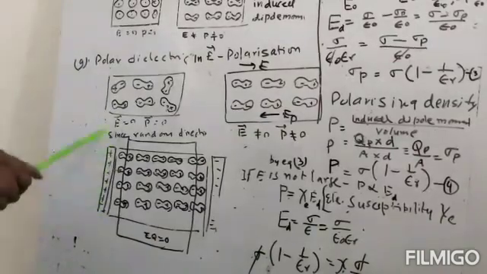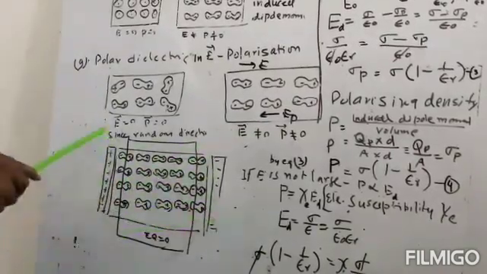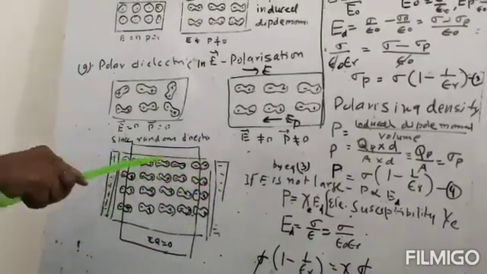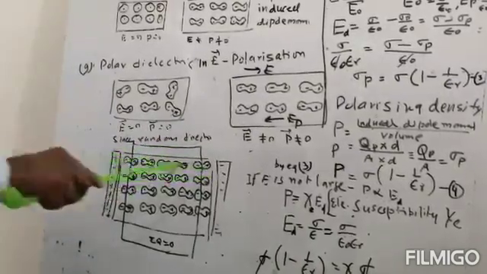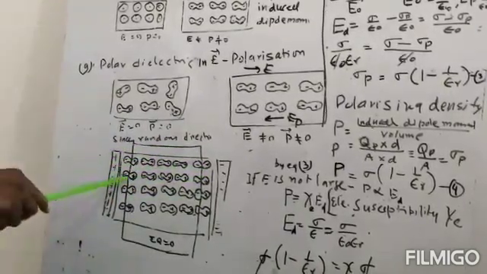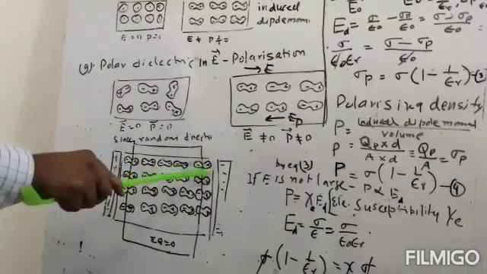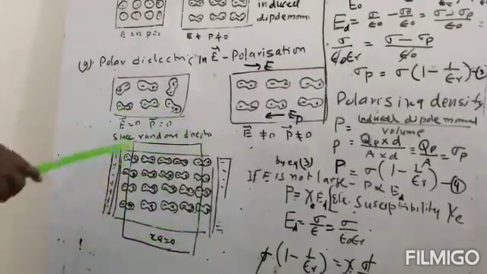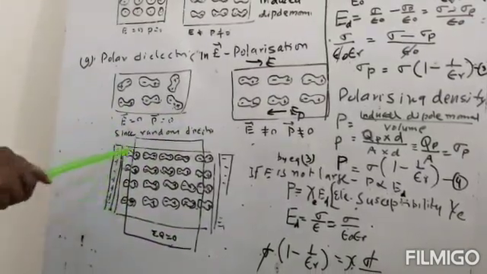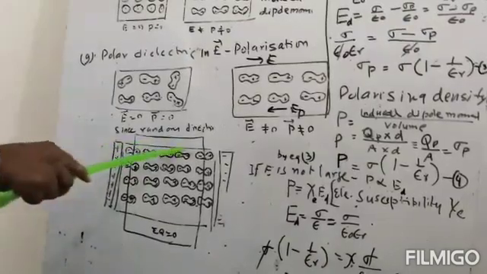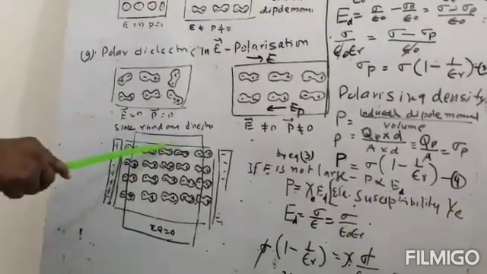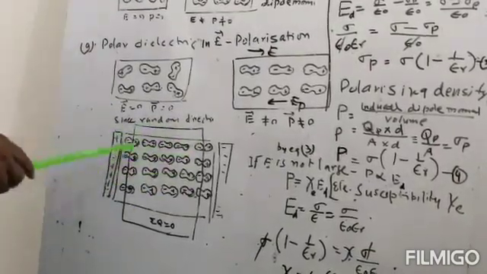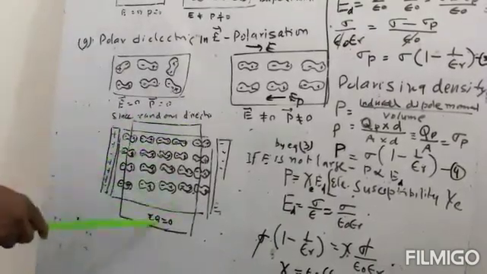Suppose this is the positive plate, this is the negative plate, and here there is a dielectric. Then due to this electric field, dipoles are arranged or aligned in this direction: negative, positive, negative, positive, negative, positive. Now if we consider only this inner area, what will be the total charge? This will be cancelled with this, and this with this. So all positive and negative charges are equal and opposite and cancel. So in this area, the net charge will be equal to 0.